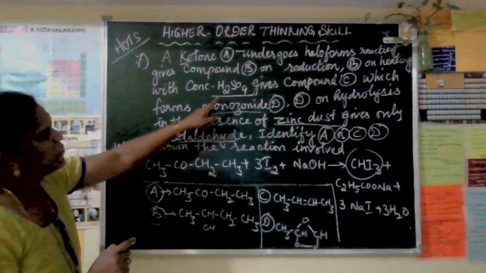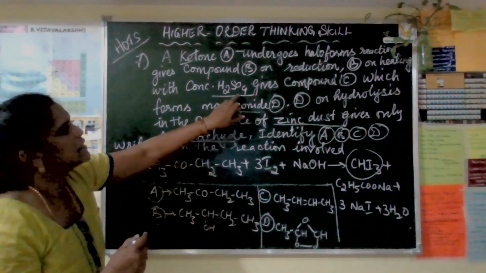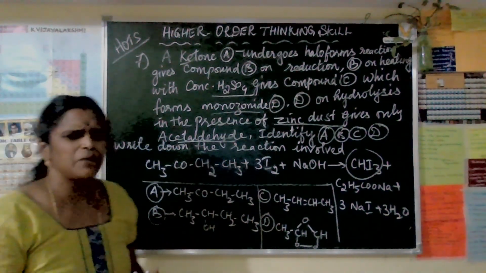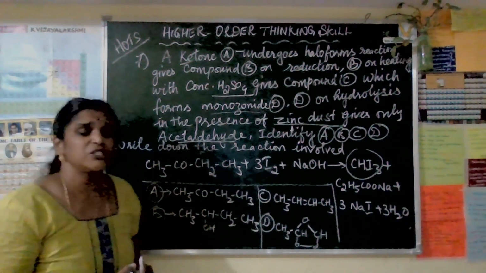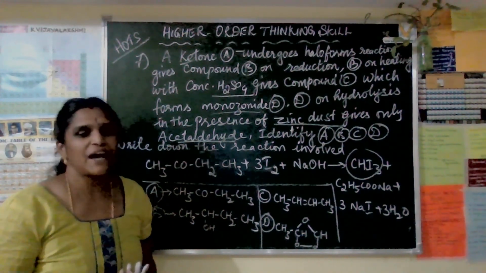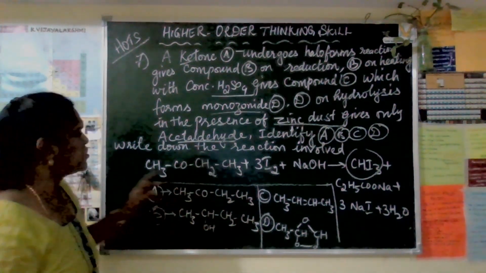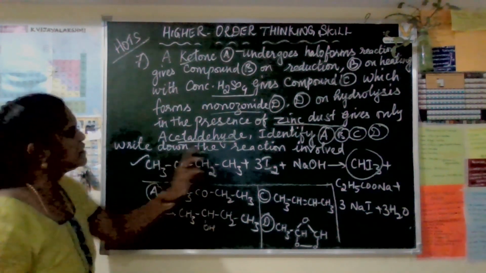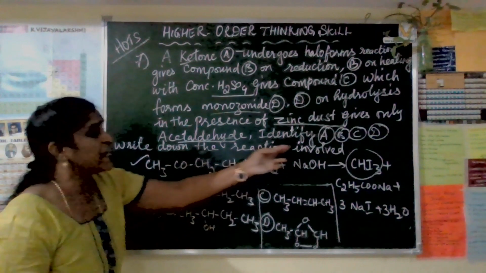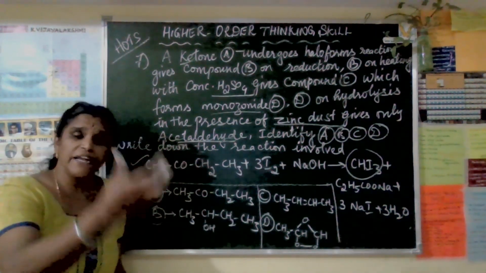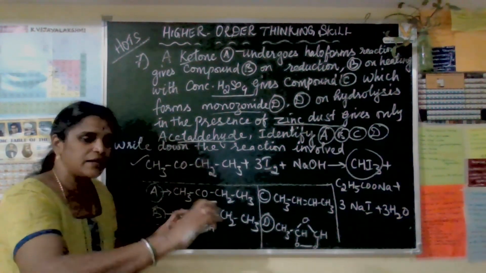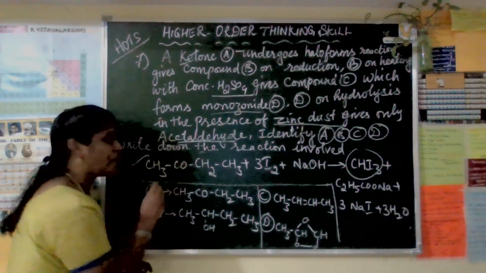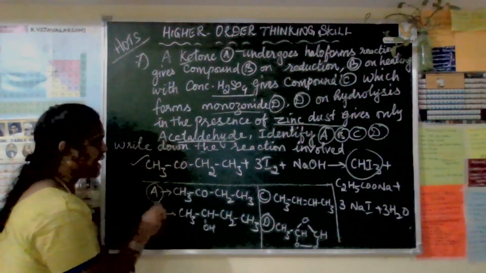Now the second clue is the reduction point they mentioned. Reduction point means naturally it is isobutyl alcohol. In that way we can recognize it. So this is the haloform reaction. Now they mentioned: write down the reactions involved. Yes, identify A, B, C, D. You have to write the answer. You have to bring all those equations along with that. You have to mention the names of the compounds. What is it? A, B, C, D.